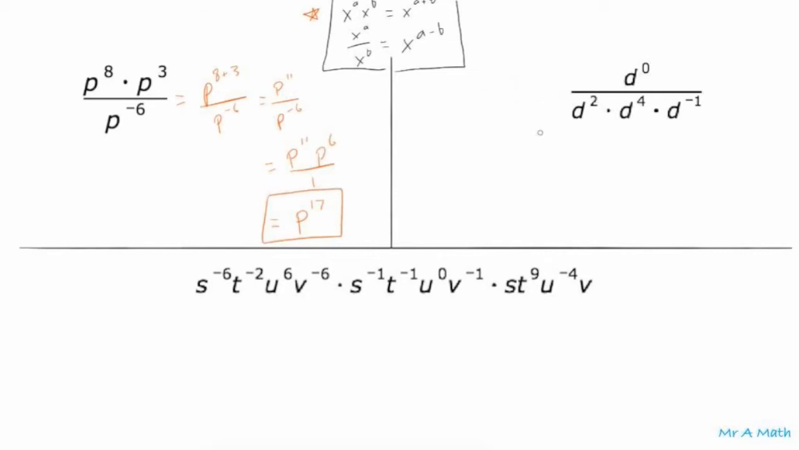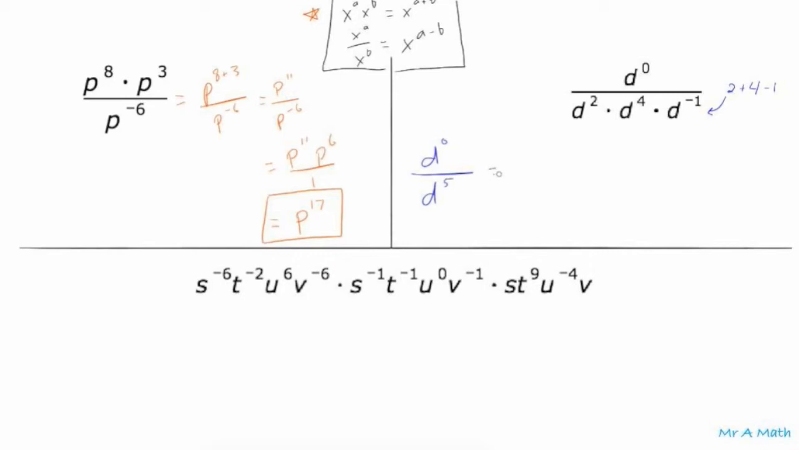All right, so here we have d to the 0 over d to the 2 times d to the 4th times d to the negative 1. So let's go ahead and combine everything on both sides of the fraction. So this is going to leave me with d to the 0 over, and now I'm going to multiply all these together, which means I'm going to add the exponents together. So 2 plus 4 minus 1 is going to be 5. So this leaves me with d to the 5.